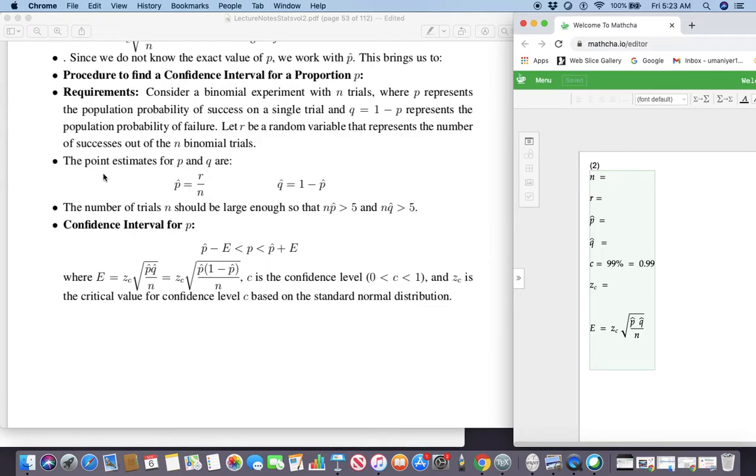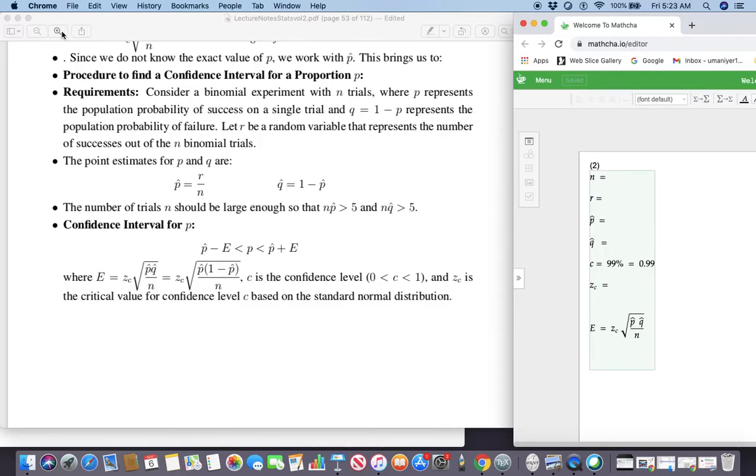P hat is a point estimate, that is R over n. Q hat is 1 minus P hat. The number of trials should be large enough so that n times P hat is greater than 5, and n times Q hat is greater than 5. Then the confidence interval is P hat minus E to P hat plus E, where E is given by this formula. Okay, so these are the items we need.